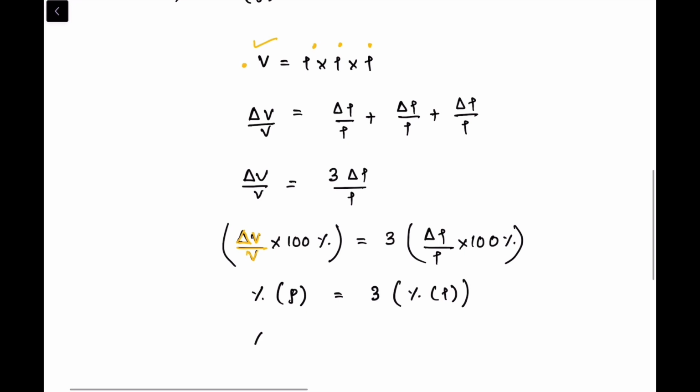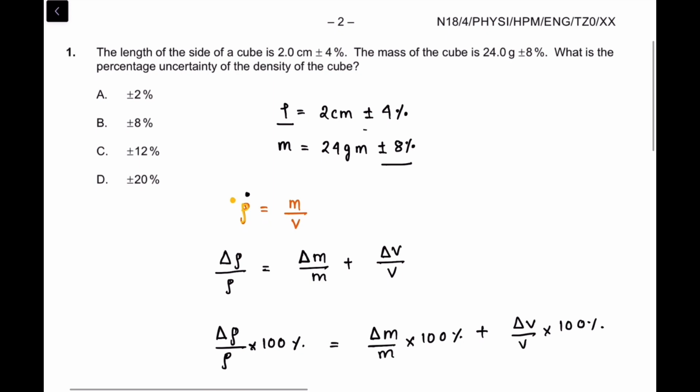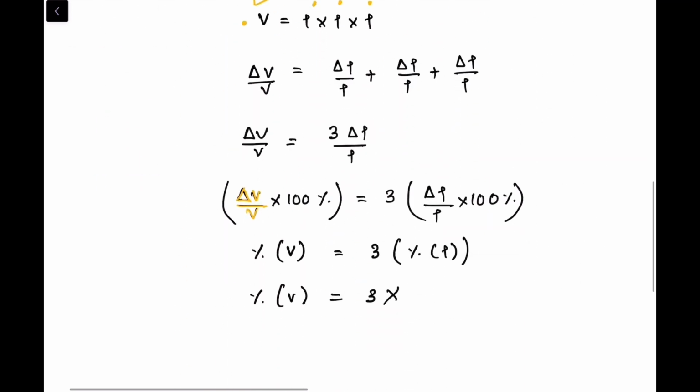So this will be equal to 3 times the percentage error in length. So my bad, this is volume. Percentage error in volume would be 3 times the percentage error in length, which is plus minus 4%. So the percentage error in volume will be equal to plus minus 12%.